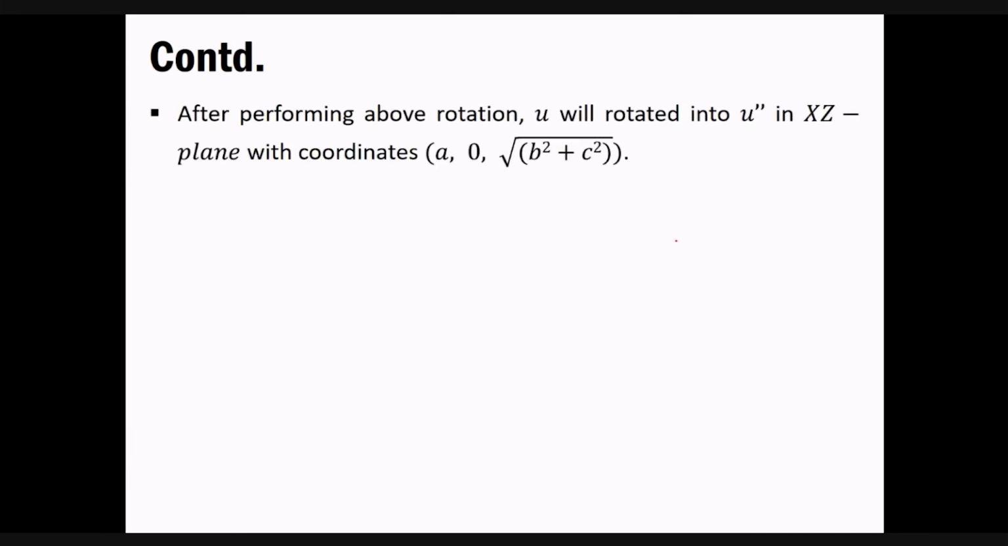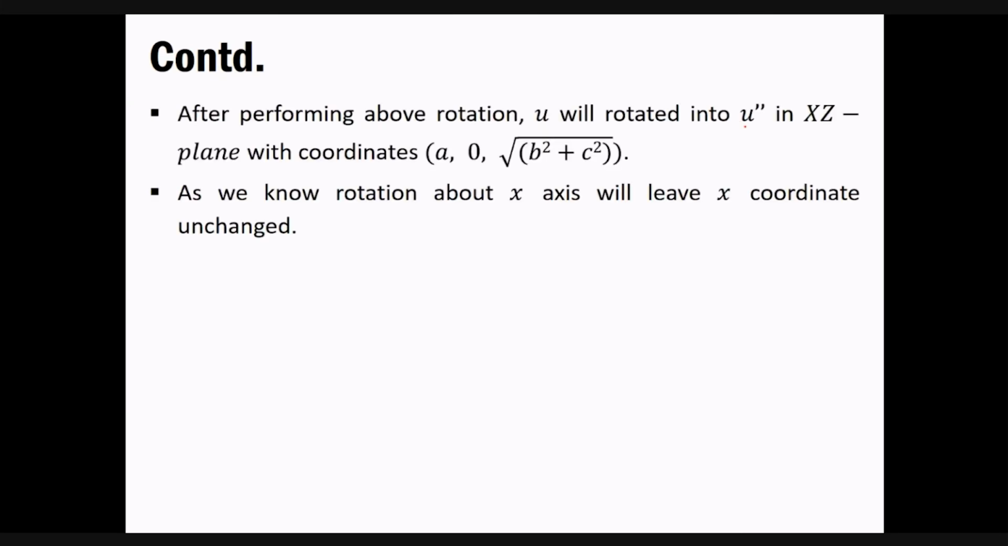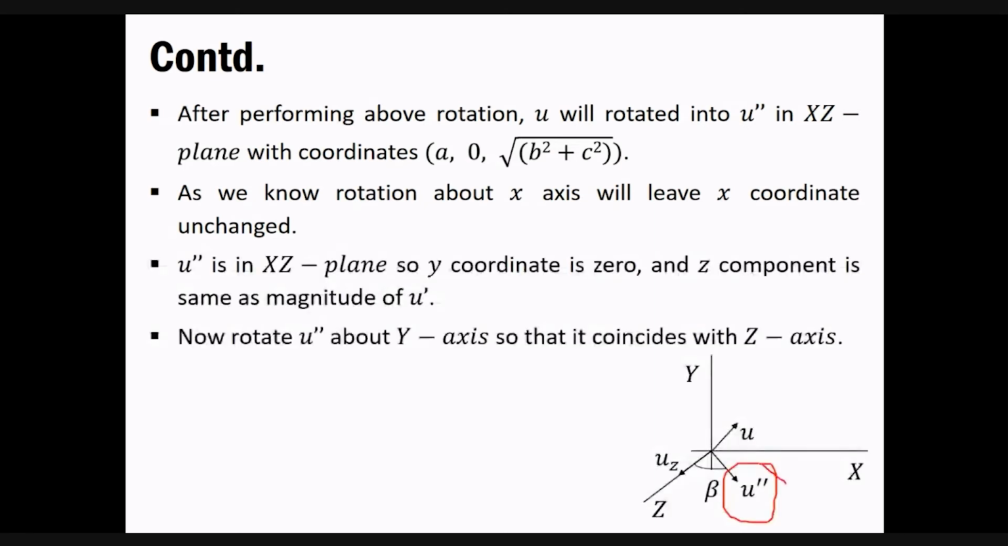Similarly, after performing the above rotation, you will be rotated into u double dash in the xz plane. So this is the xz plane, and the whole set of operations we have performed is on that particular line. After performing the above, you get u double dash, which is in the xz plane with coordinate information a, 0, under root of b square plus c square. Why do we have 0 over here? Because now we are in the xz plane.